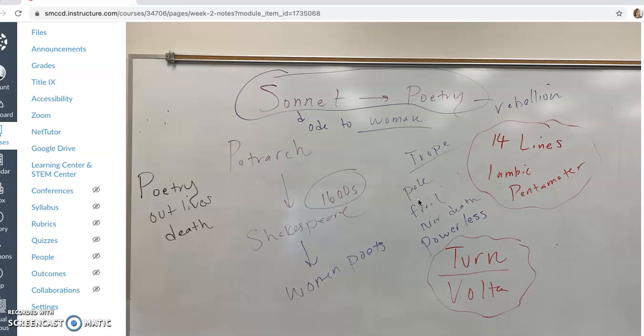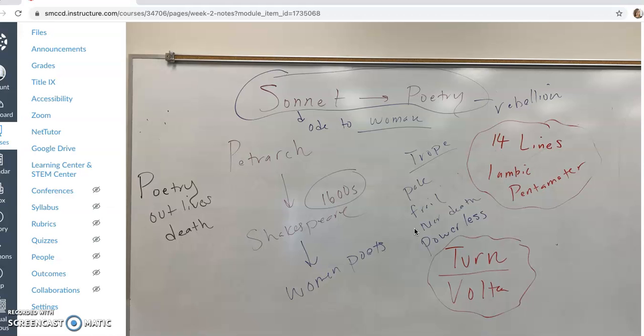Now, it's got a twisted past, though, because Petrarch was a bit of a weirdo and a creeper. So Petrarch kind of was obsessed with this very young girl that he didn't know. He just kind of saw her and became obsessed and wrote a ton of sonnets about her. And it was creepy. And so sonnets kind of were known as this romantic thing that was the ode to the woman, right? And it really played on these tropes of the pale, frail, near-death, powerless female that men would worship.